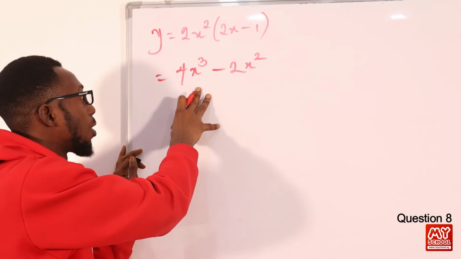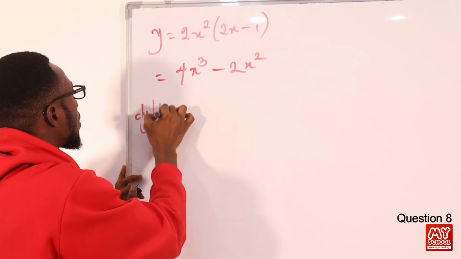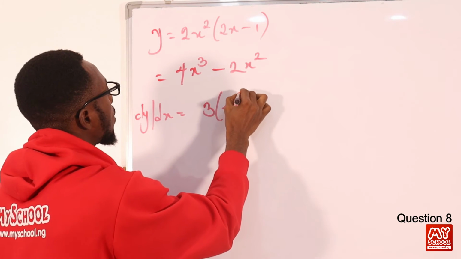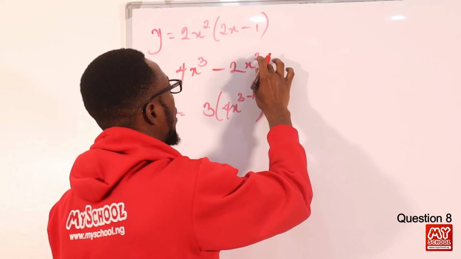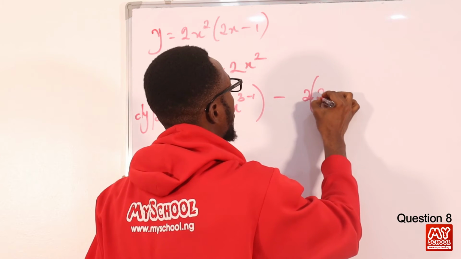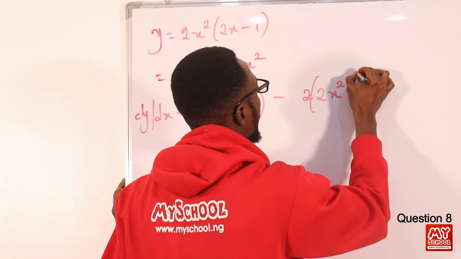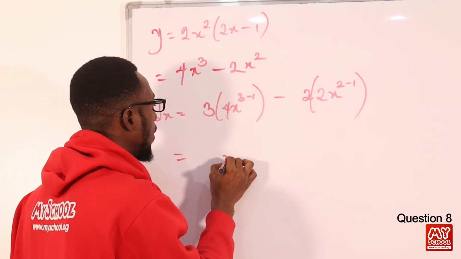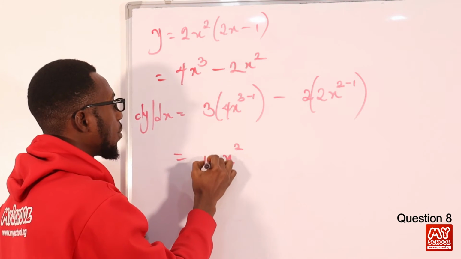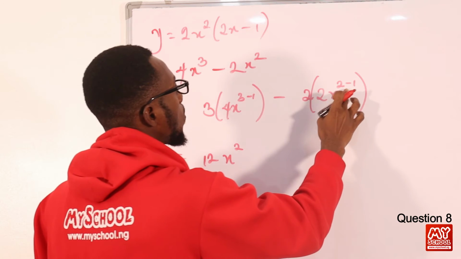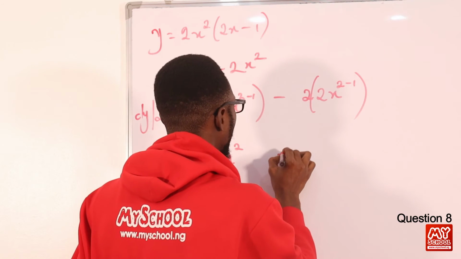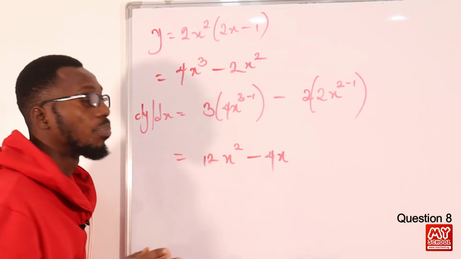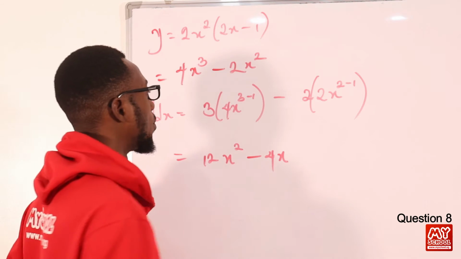So right here I have to differentiate. So my dy/dx should give me 3 into bracket 4, minus this 2 here into bracket 2x. So I should have 3 minus 1, that is 2, so I have x raised to power 2. 3 times 4, 12. So 2 minus 1, that is 1, x raised to power 1. Minus 2 times 2, that is minus 4x. So at the point x equals minus 1.